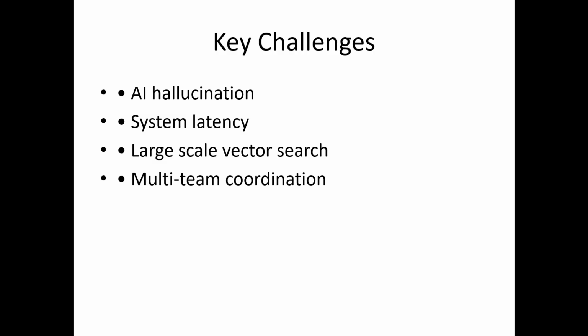The third challenge is scalability of vector search. When the number of article chunks grows to hundreds of thousands, similarity calculation becomes computationally expensive. Possible solutions include specialized vector databases or improved indexing.